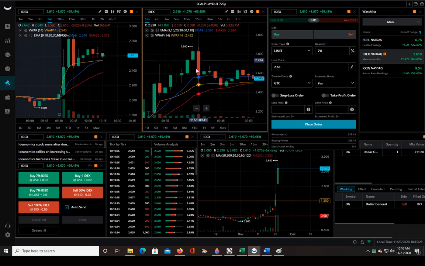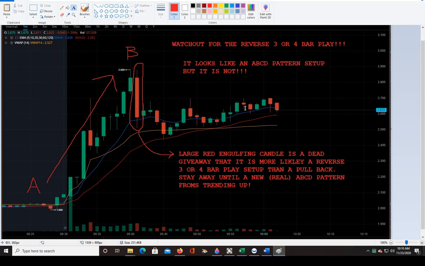Anyway, so yeah, this is a reverse 3-bar play pattern that I don't always recognize because I don't short stocks, although I try to keep in mind where shorts are going to come in and things like that. And this is where they do come in, one of the places. Like I said, I thought it was a pullback, but I think the dead giveaway is this big engulfing candle. So I made an example out of this trade to see, watch out for the reverse 3 or 4 bar play. It looks like an ABCD pattern setting up, but it's not.